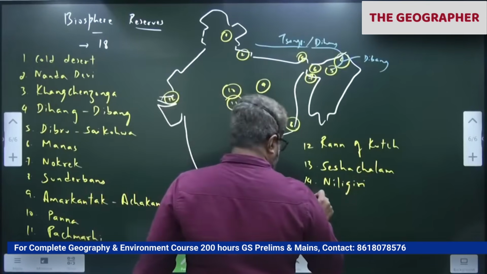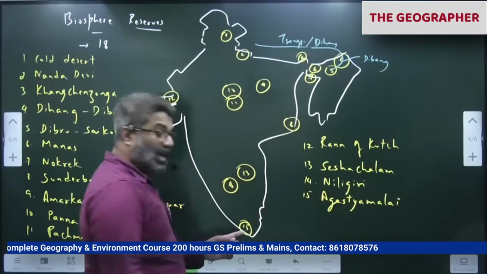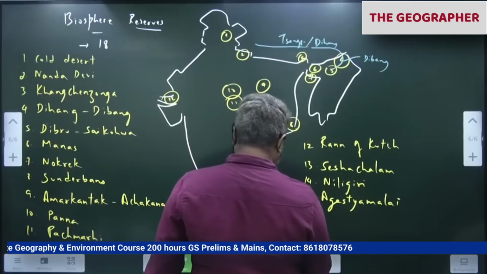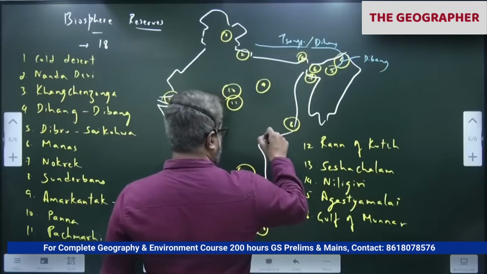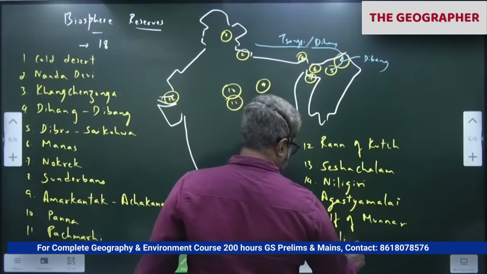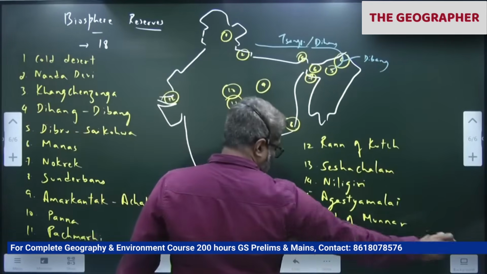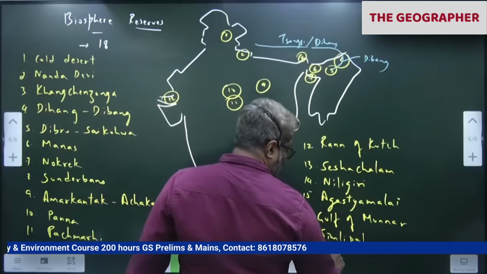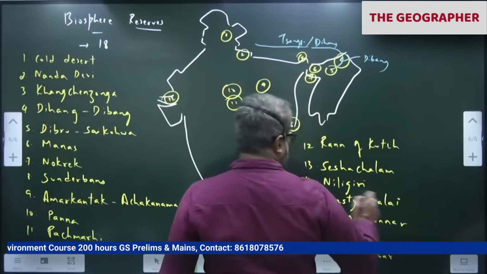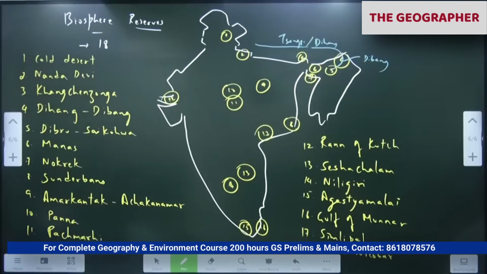Nilgiris. 15th is Agastya Malai, Kerala, Tamil Nadu. 16th is Gulf of Mannar. 17th is Simlipal. I should have written Simlipal earlier, but okay, now I will be writing. 18th is Great Nicobar, Andaman and Nicobar. So I have marked all the 18 biosphere reserves.